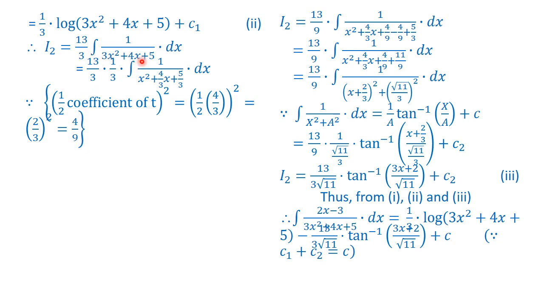As we add, for balancing purpose we have to subtract also. So minus 4 by 9 there, and plus 5 by 3 as it is.